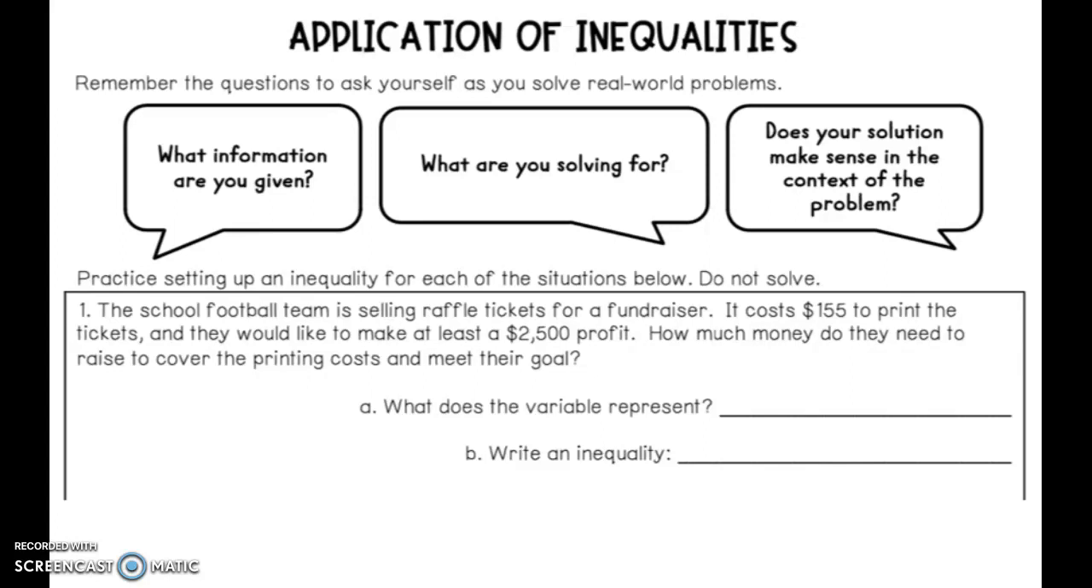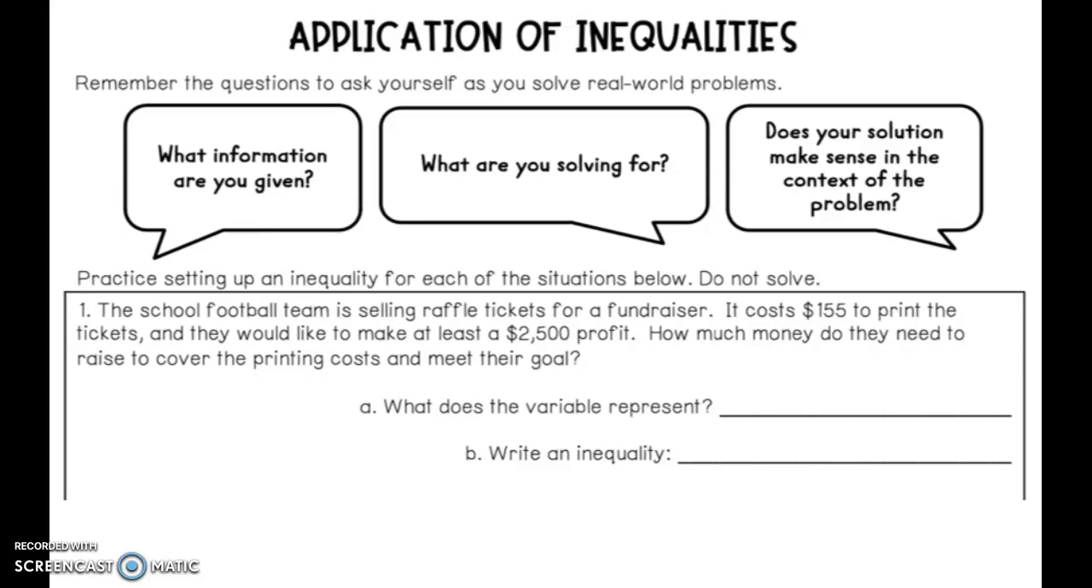So remember, when we're solving real-world problems or problems we might come across, we always say, what information are you given? What are we solving for? And does our solution make sense within the context of the problem? So let's start with the first one.